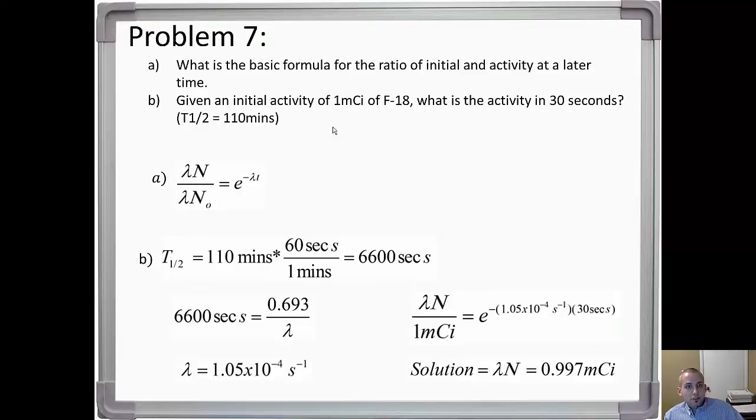Now, that doesn't seem like much. So is that correct? If we kind of look here, what is the activity? We know that the half-life is 110 minutes. So that's long as compared to 30 seconds. So yeah, that is about right. I mean, sorry, that is correct.